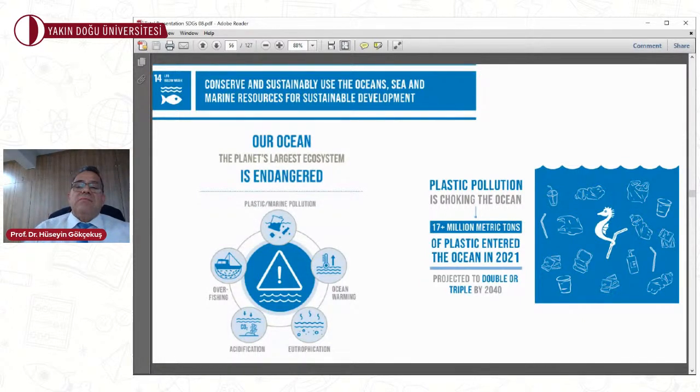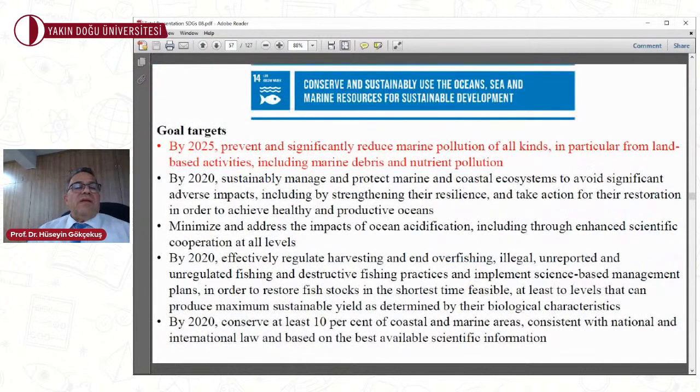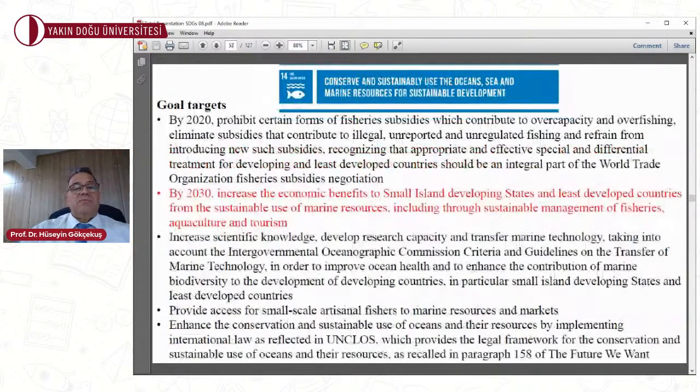17 plus million metric tons of plastic entered the ocean in 2021, projected to double or triple by 2040. And goal 14 targets. By 2025, prevent and significantly reduce marine pollution of all kinds, in particular from land-based activities, including marine debris and nutrient pollution.